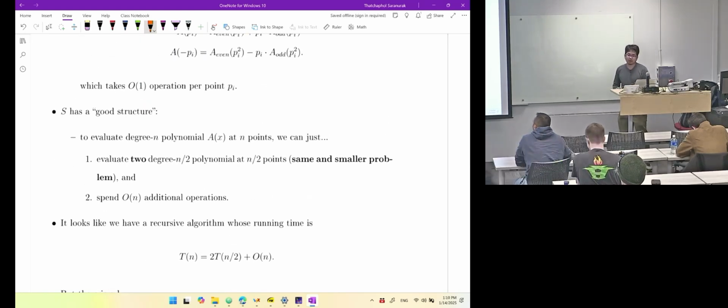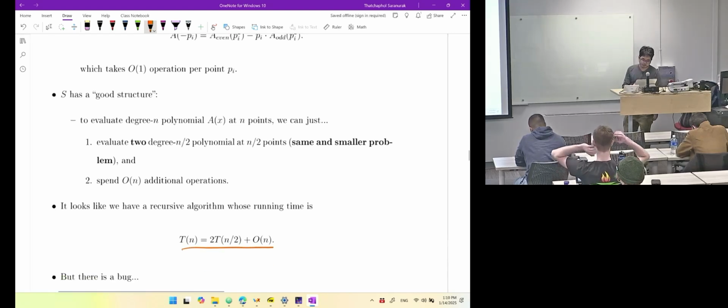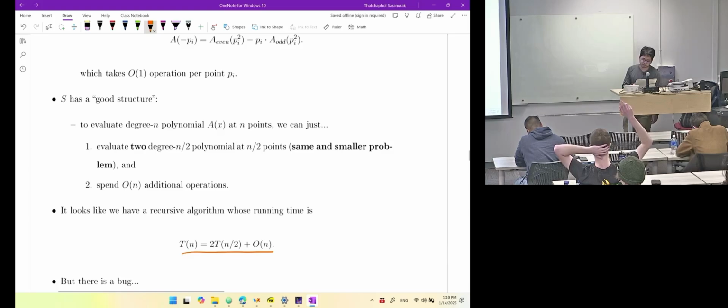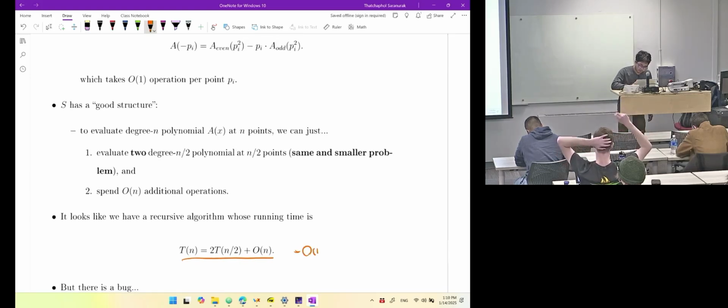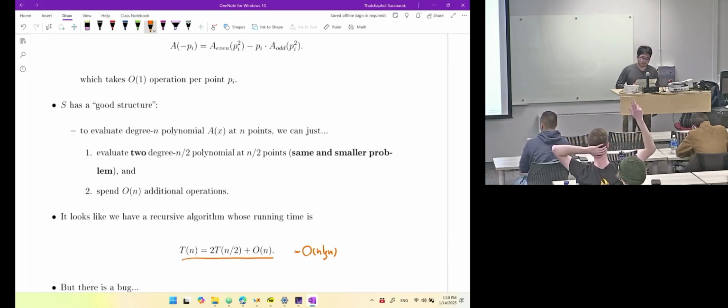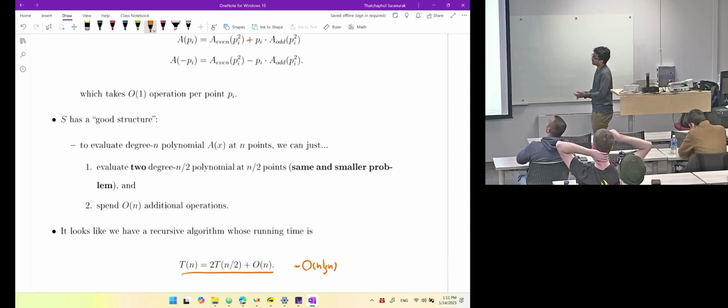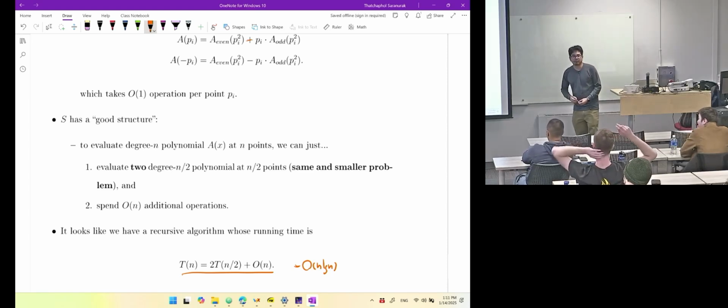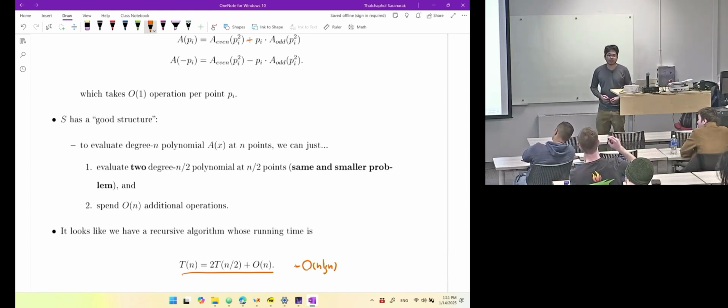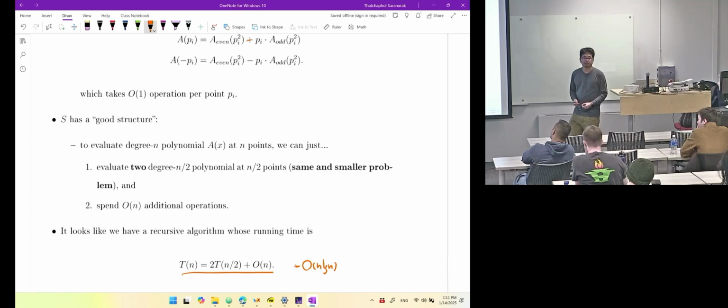The recursion now looks like this, which solves to n log n. But this looks good, except that there is something wrong with this argument. S prime is going to be the recursive set for the next step.